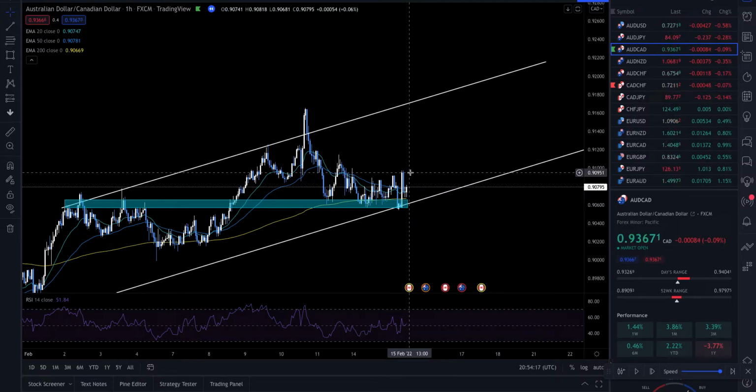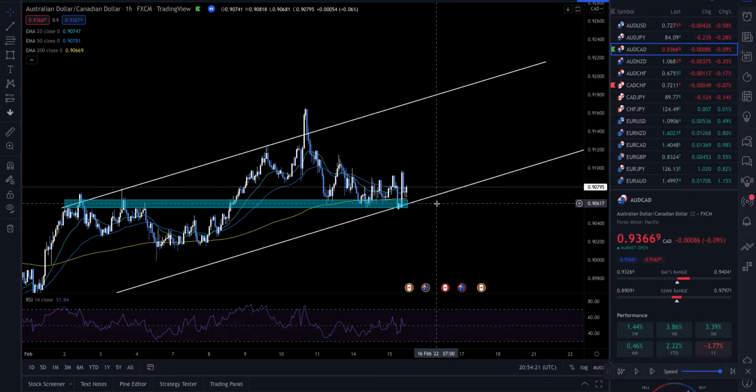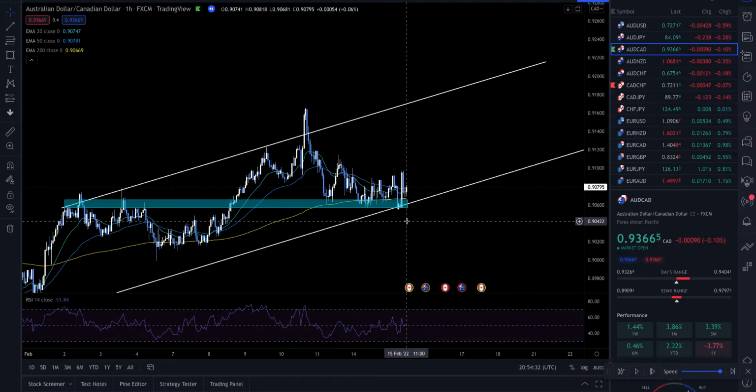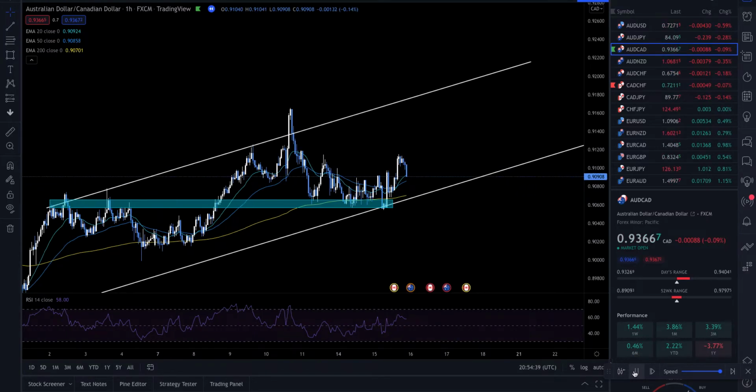So the more reasons to take a trade, the better. Instead of just trading based off one thing, a trend line or a support and resistance or the EMA, try and find as many things lining up in the same area, agreeing with what you want to happen. And the more things that agree, the more the price will usually go in your direction. So anyway, let me click play and we can see exactly what price did and how it played out.